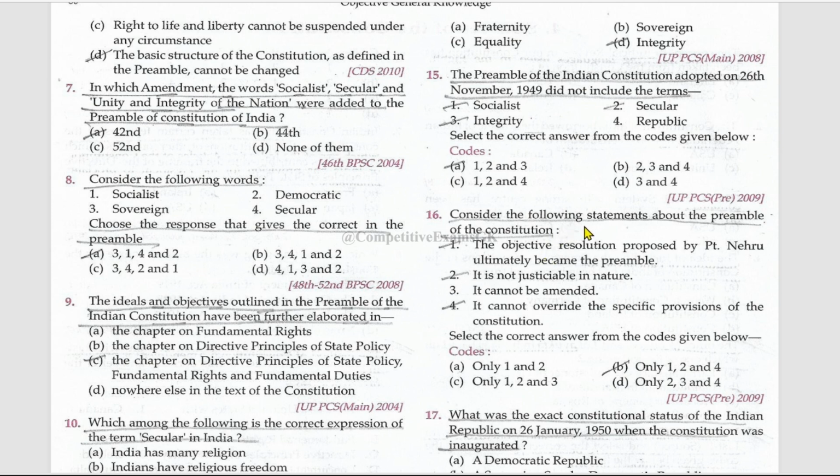Consider the following statements about the preamble of the Constitution. The objective resolution proposed by Pandit Nehru ultimately became the preamble. True. It is not justiciable in nature. True. It cannot be amended. No. It cannot override the specific provisions of the Constitution. This is true.